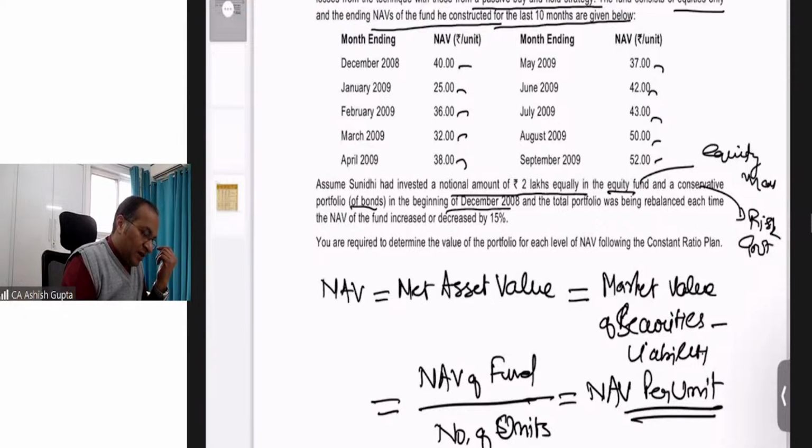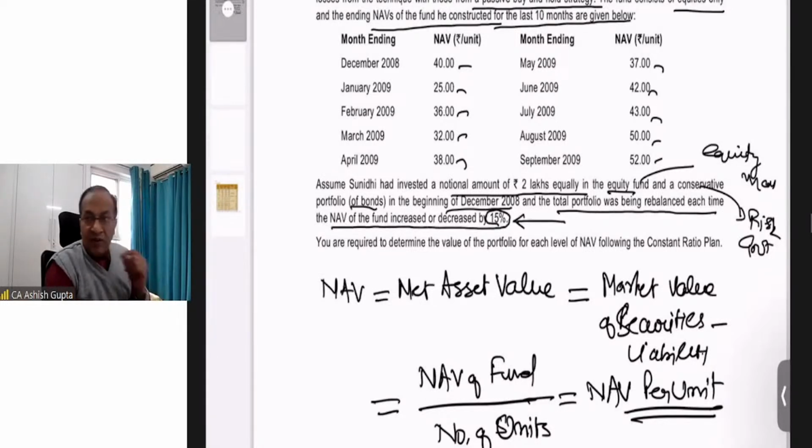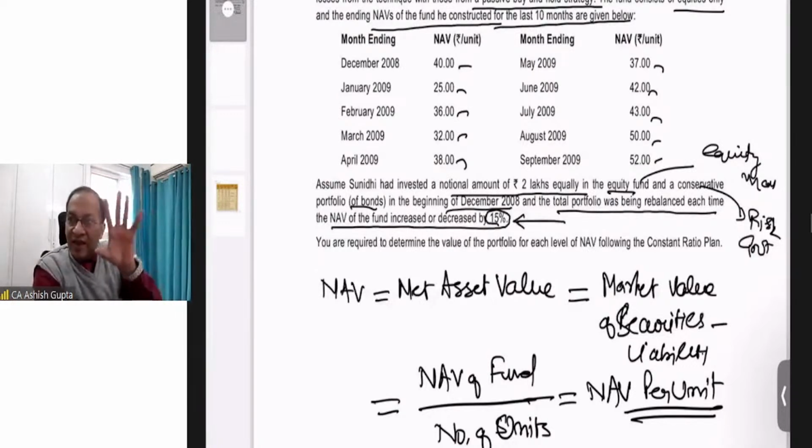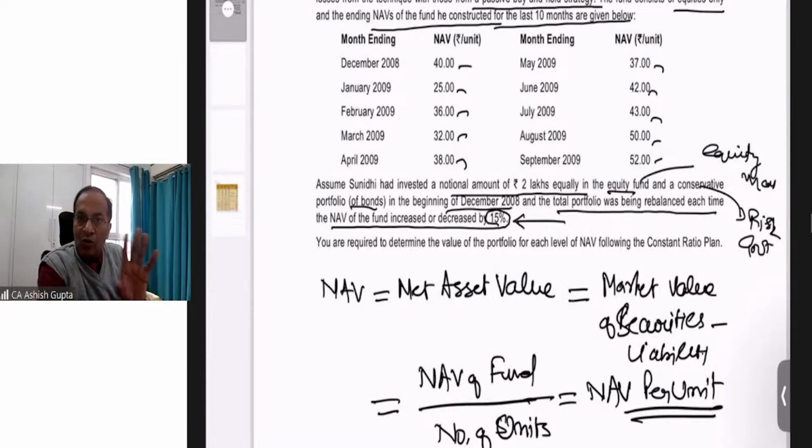This is at the beginning of December 2008, and the total portfolio is rebalanced each time the NAV of the fund increases or decreases by 15%. Now, students, please note that this 15% is very important, because if there is an increase or decrease of less than 15%, there will be no movement. It can be increased or it can be decreased. So students, please pay attention. Let me see whether we have any query, then I will continue.